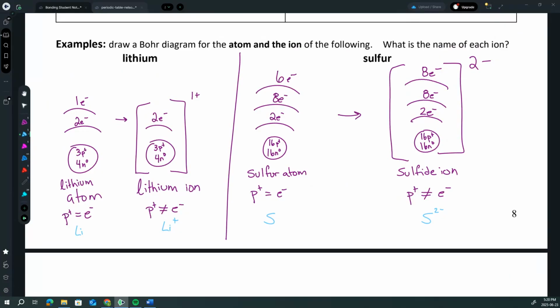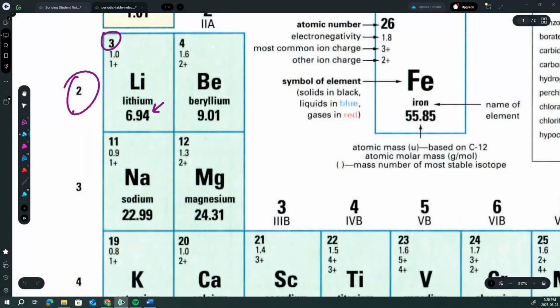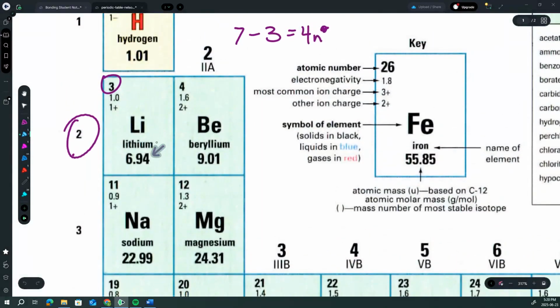Now, if you're thinking to yourself, how am I going to remember this for every single element? Well, the main goal is to have a full outer shell, and you can either accomplish that through losing electrons or gaining electrons. Metals are always going to lose electrons, and nonmetals are always going to gain electrons. Another thing that you can find in your periodic table that's quite helpful is it'll tell you what charge the element typically likes to have.